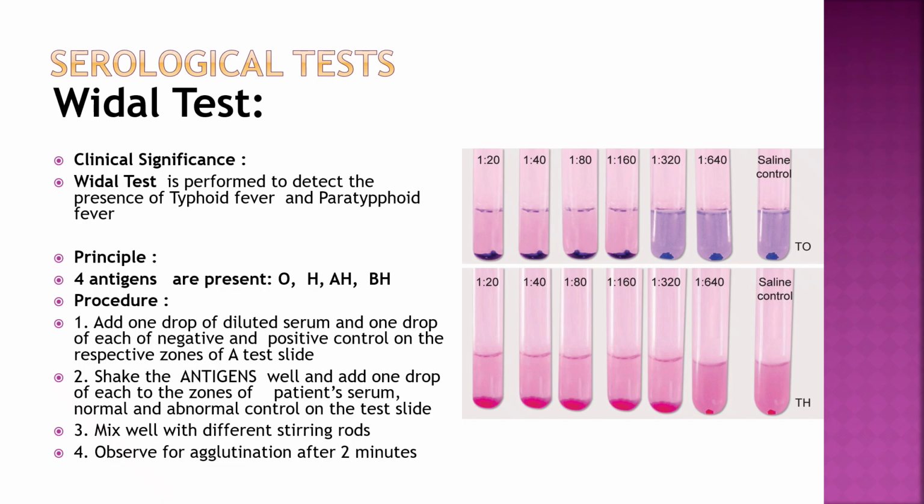The procedure by slide method: you have to add 1 drop of serum, 1 drop of positive control, 1 drop of negative control, so in total 4 drops of serum to add the 4 antigens. Then add 1 drop of O, H, AH and BH antigen, mix and wait for 1 minute and see for the clumps. If clumps come within 1 minute, then it is a positive test. O and H clumps indicate typhoid fever, AH clumps indicate paratyphoid A fever, and if BH clumps are there, it is paratyphoid B fever.